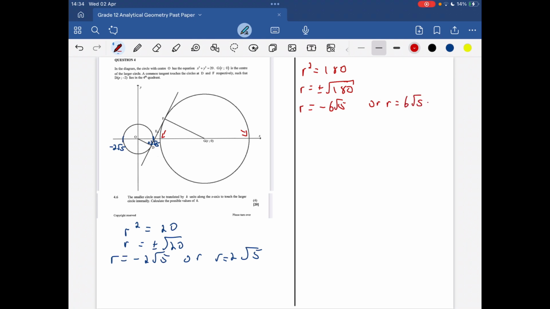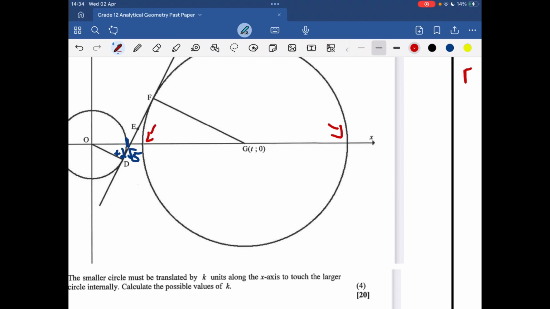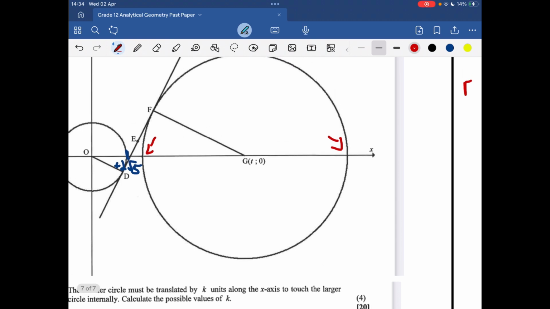Okay. Now, note that this circle doesn't start at the origin. So it's not as easy as us saying, oh, this is 6 root 5, or this is negative 6 root 5. It wouldn't even make sense now, would it? Because at this point here, this is a positive x value, it's not a negative x value. Instead, we need to think about this in relation to the x-coordinate of the center.